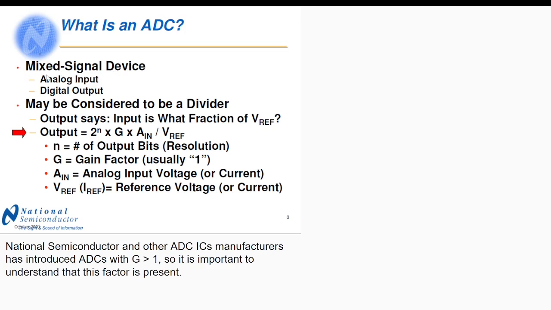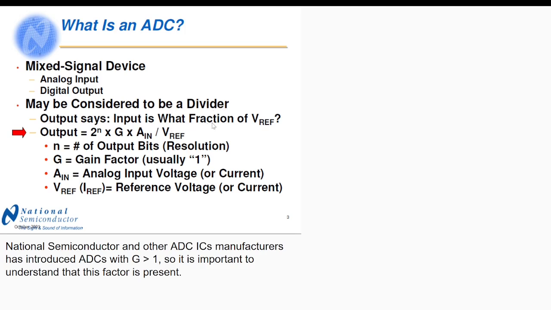Whenever you hear the term mixed signal, that means it's a device which is handling analog and digital signals. So in this case, for the ADC, the analog is the input signal, and digital is what it produces as an output. Okay, and it may be considered to be a divider, same as the previous slide.